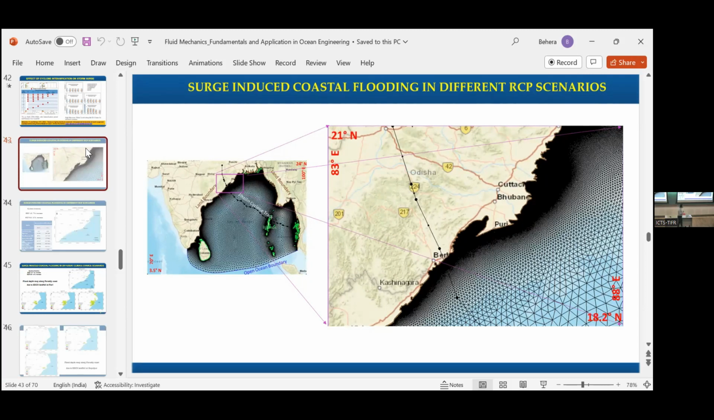So what happens when the surge comes and it also floods the land part? There is a wetting drying scheme involved in the model. So certain portions may be wet, certain portions may be dry, depending on the flooding scenarios. Finally, with that, we find out the maximum extent of flooding. And then from there, we also find out the flood depths at different locations.